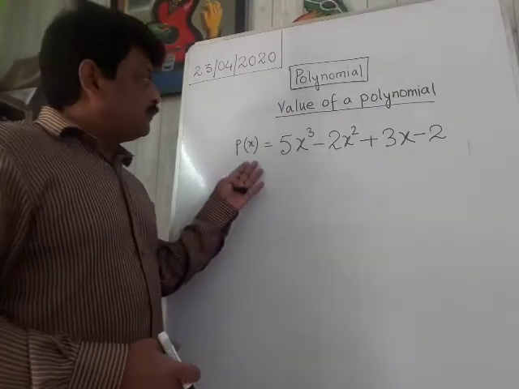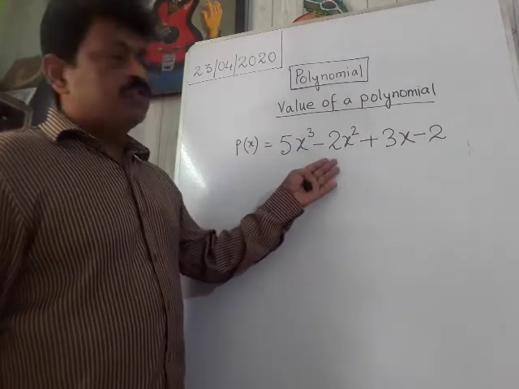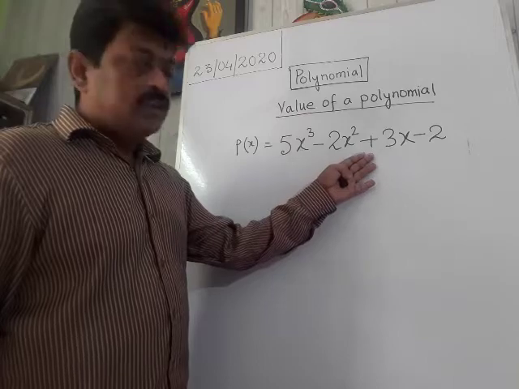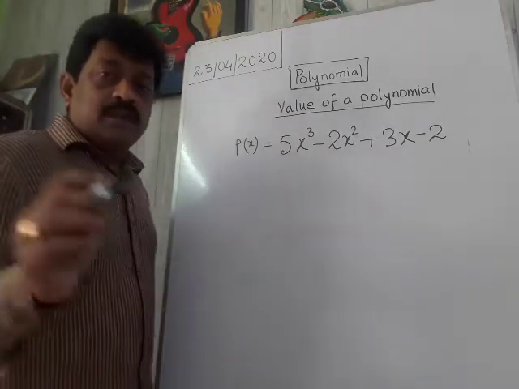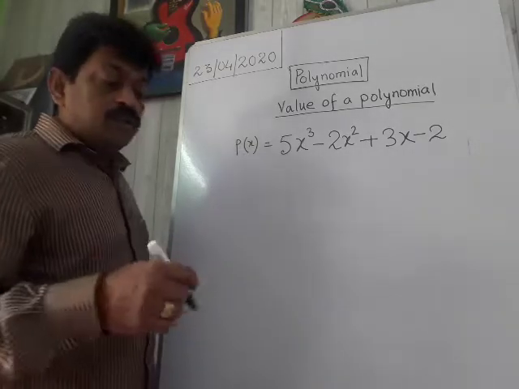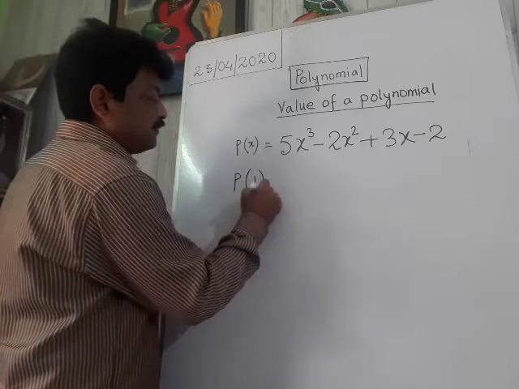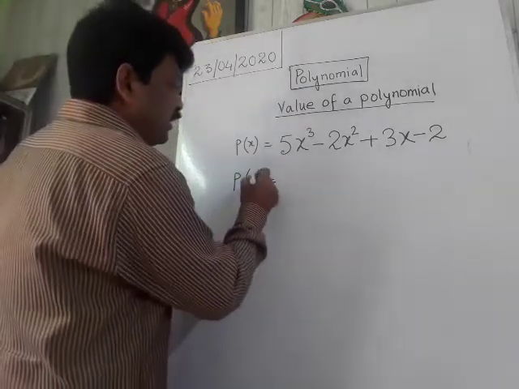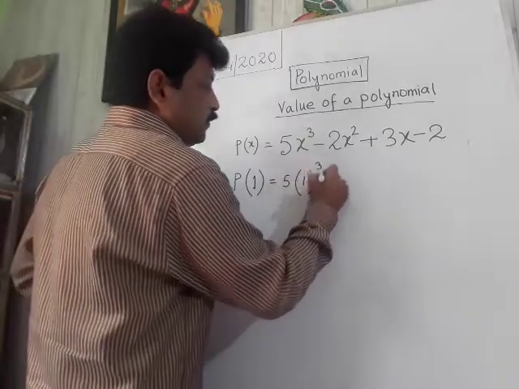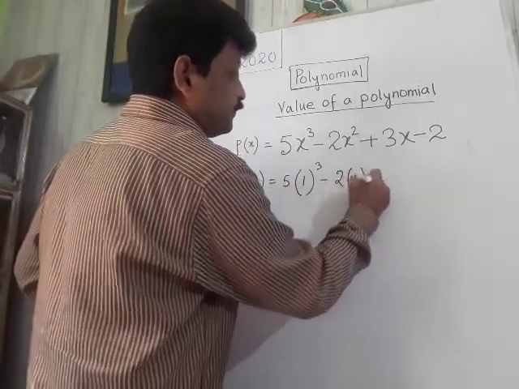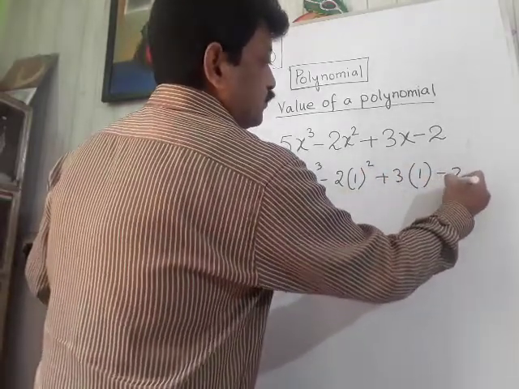Consider a polynomial p(x) equals 5x cube minus 2x square plus 3x minus 2. Now let us replace the x with 1. Means I am taking x equals to 1. So p(1) equals 5 into 1 cube minus 2 into 1 square plus 3 into 1 minus 2.